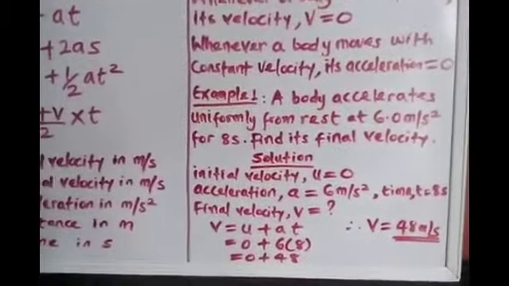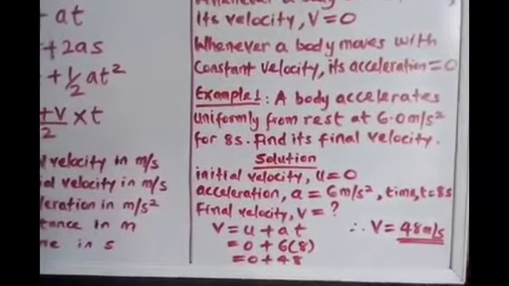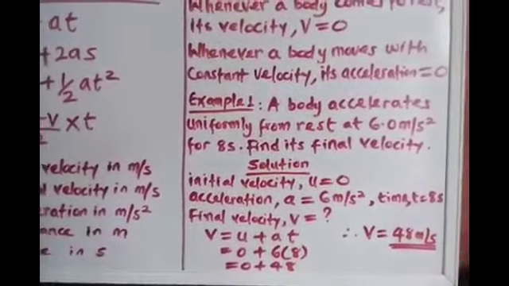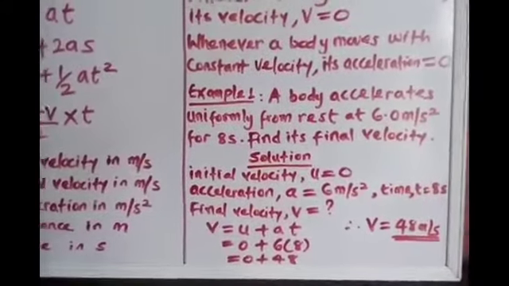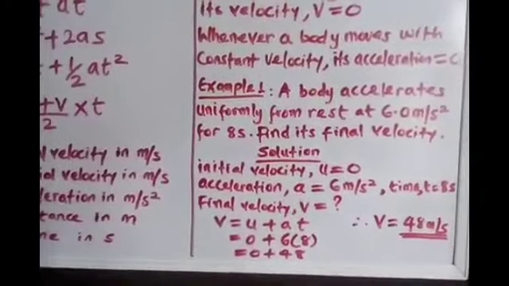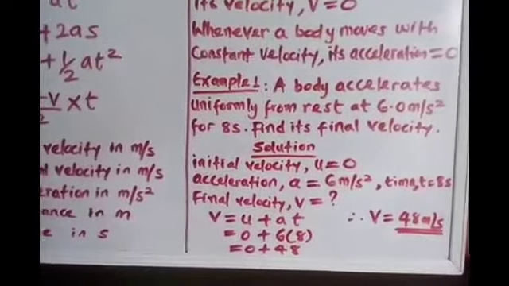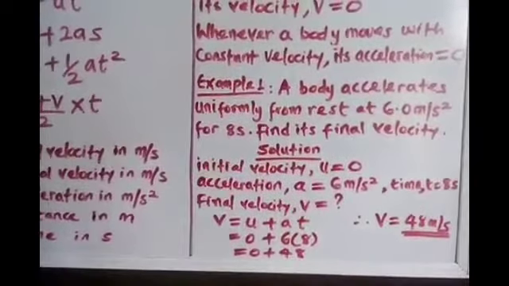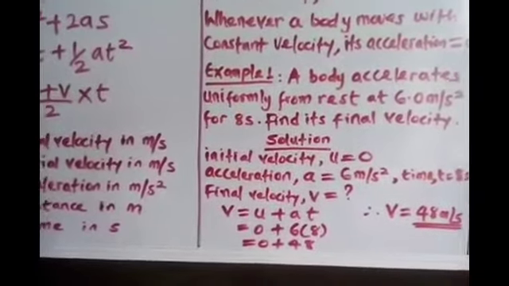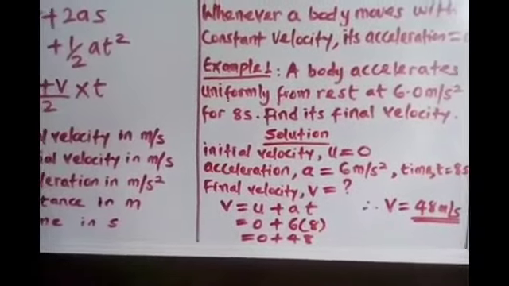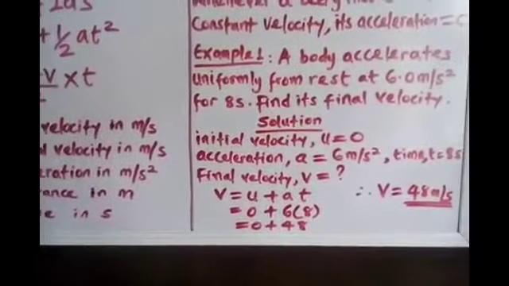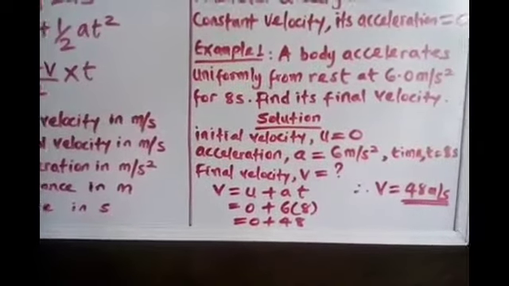Let's take an example. Example 1. A body accelerates uniformly from rest at 6.0 meters per second squared for 8 seconds. Find its final velocity. If you look at the question critically, it says a body accelerates uniformly from rest. Because I saw the word rest in the question, we shall write our initial velocity without anybody telling us. Our initial velocity u equals 0. Take note of this, because the body started from rest, the first thing to be written will be the value of the initial velocity, which is equal to 0.